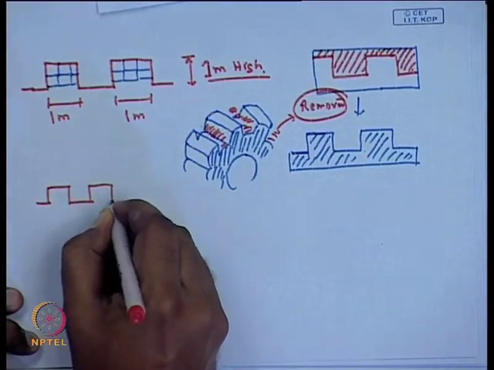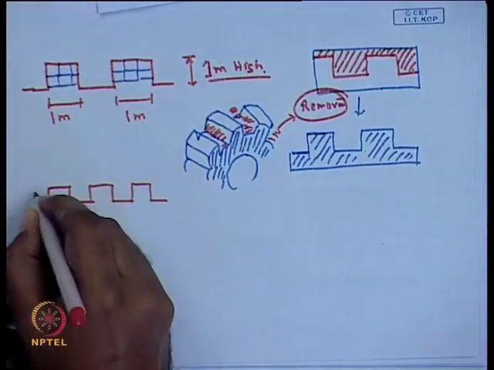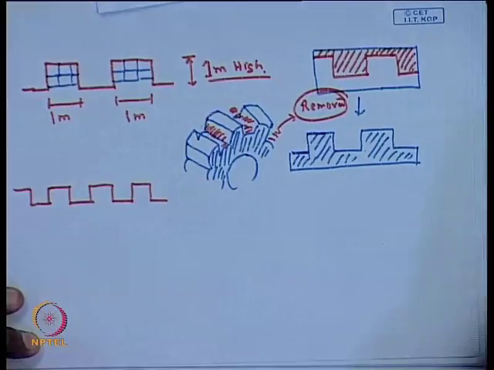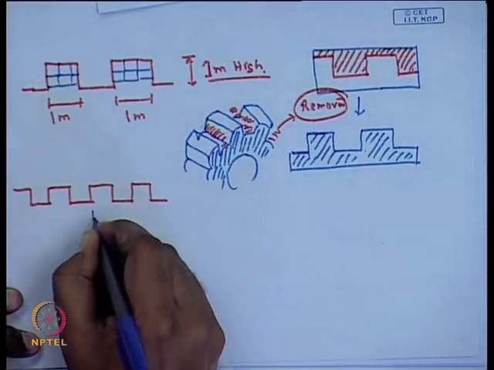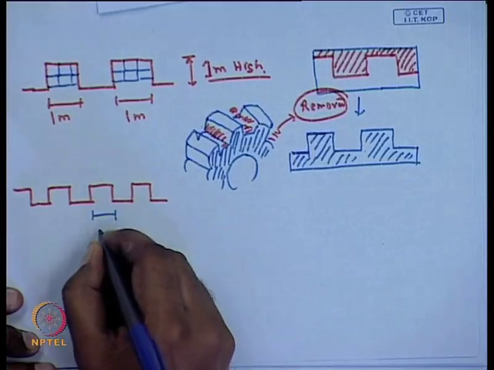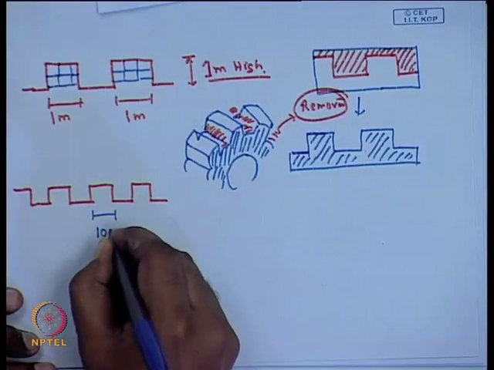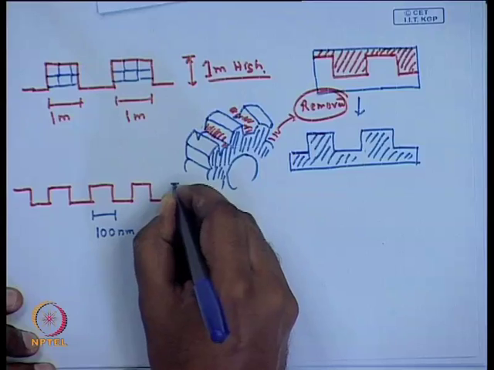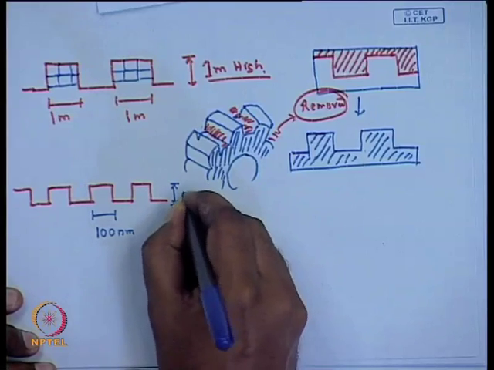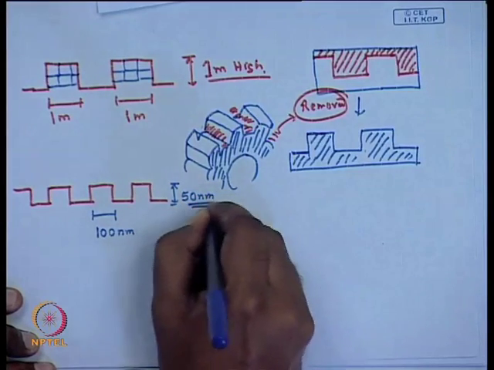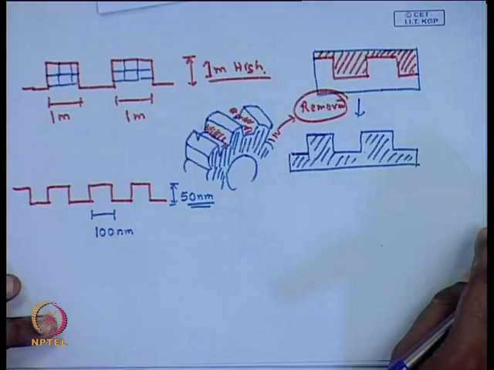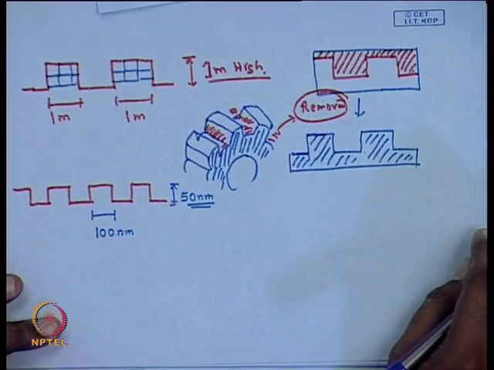But then if I tell you to make the same structure, but now each of these protrusions is, let us say, 100 nanometer and its height is also 50 nanometer. Now, will your standard techniques of fabrication or mechanical fabrication that you use in your workshop work?